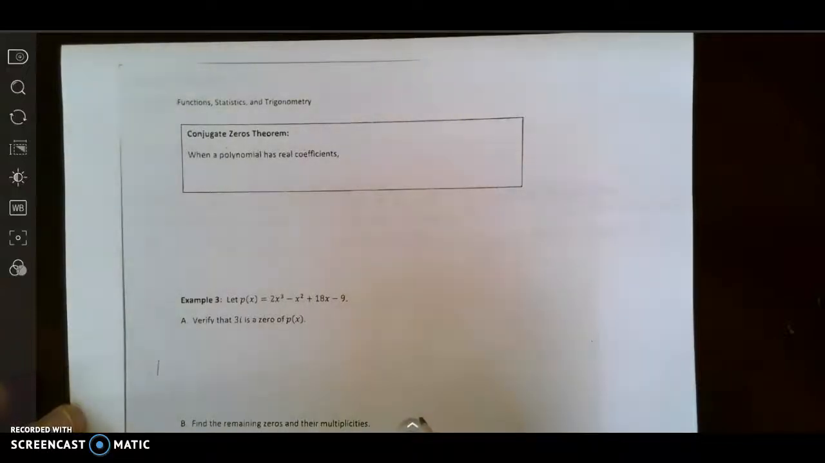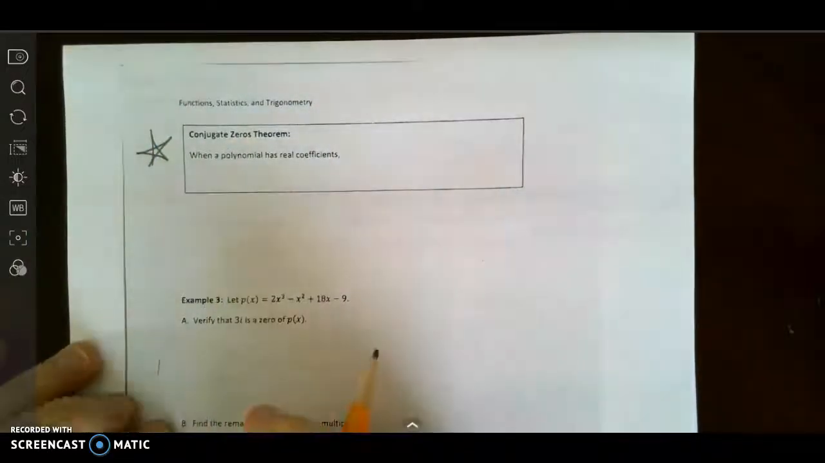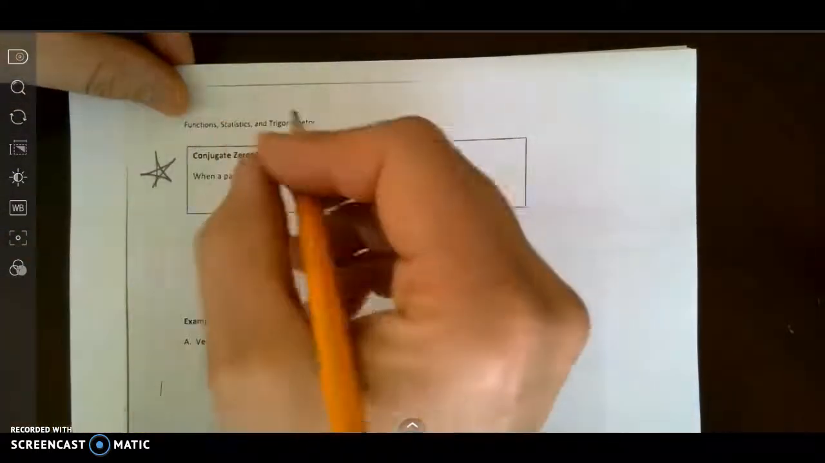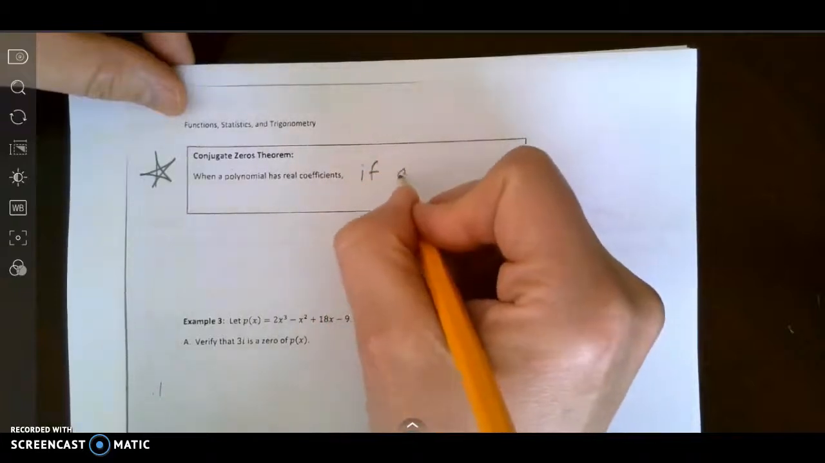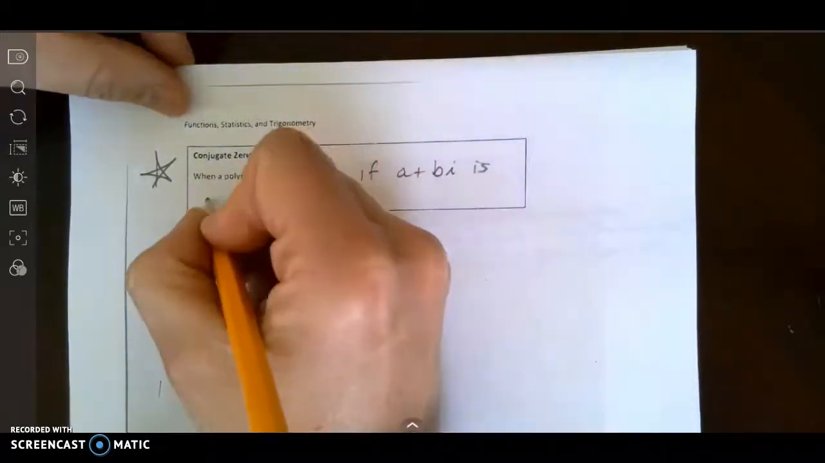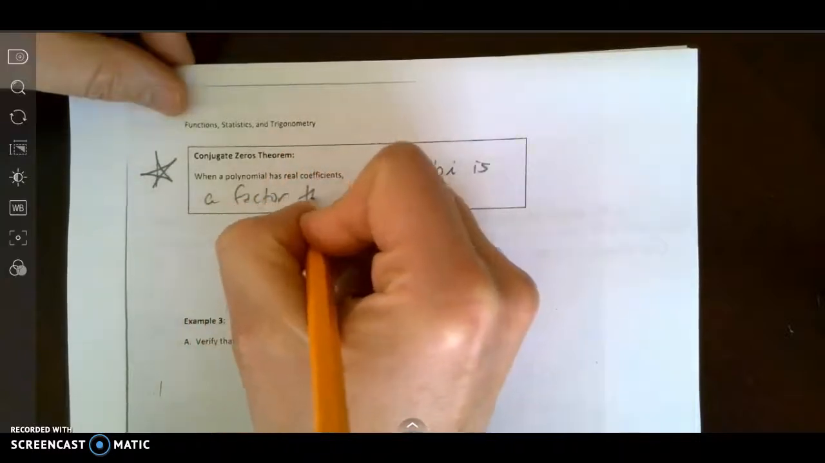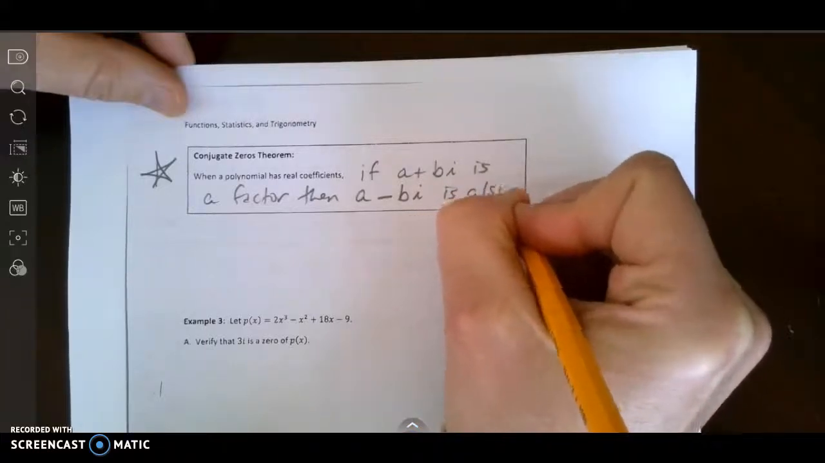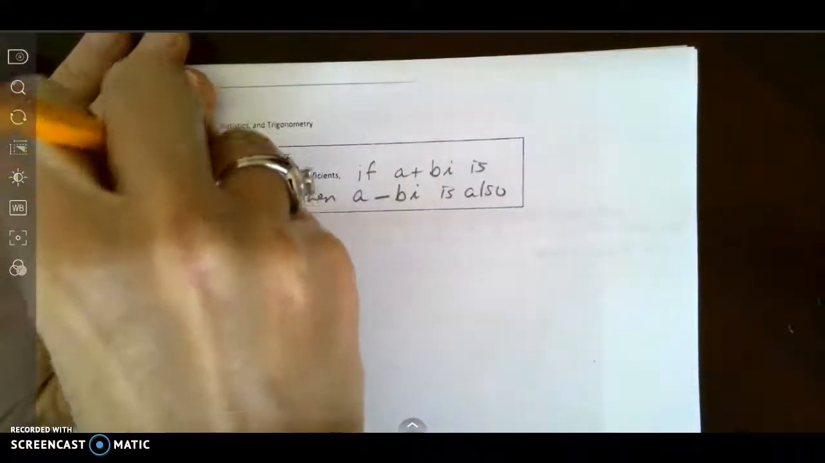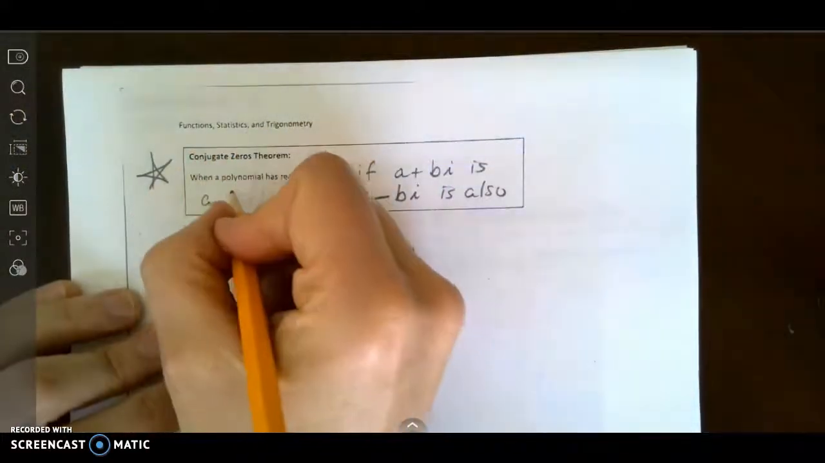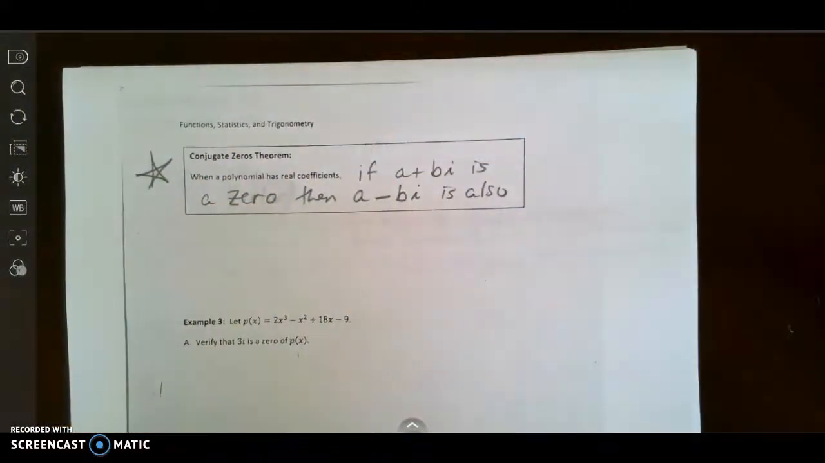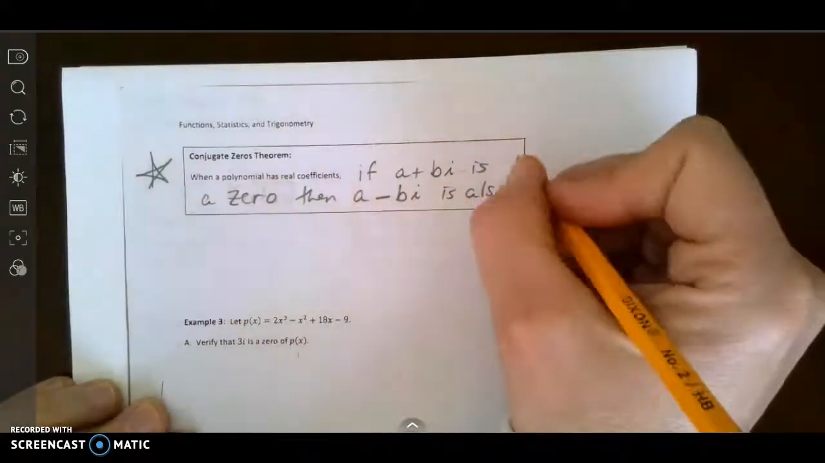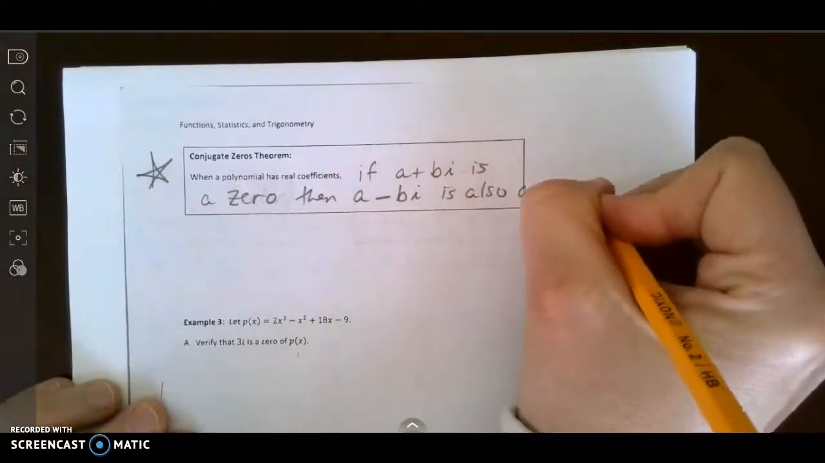Now we come to the conjugate zeros theorem. This is a really important theorem as well that we're going to be using a lot. It says when a polynomial has real coefficients, if a plus bi is a factor, then a minus bi is also, actually, not a factor, a 0 is what I meant to say, which would then let you write a factor. But if a plus bi is a 0, then a minus bi is also a 0.